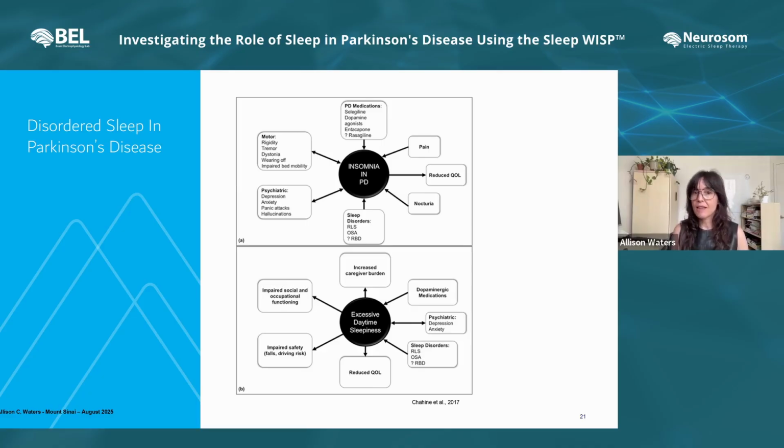So that creates a kind of vicious circle. They're getting less sleep. There's a buildup of toxic proteins like alpha-synuclein and a faster decline in cognition. Around and around we go. So what are we doing about it? Let's move to the next slide.